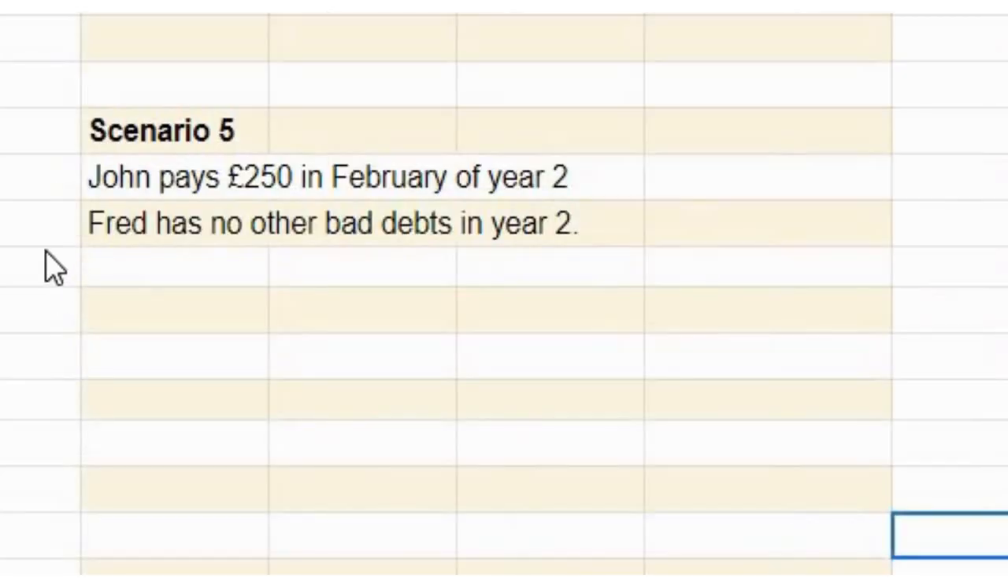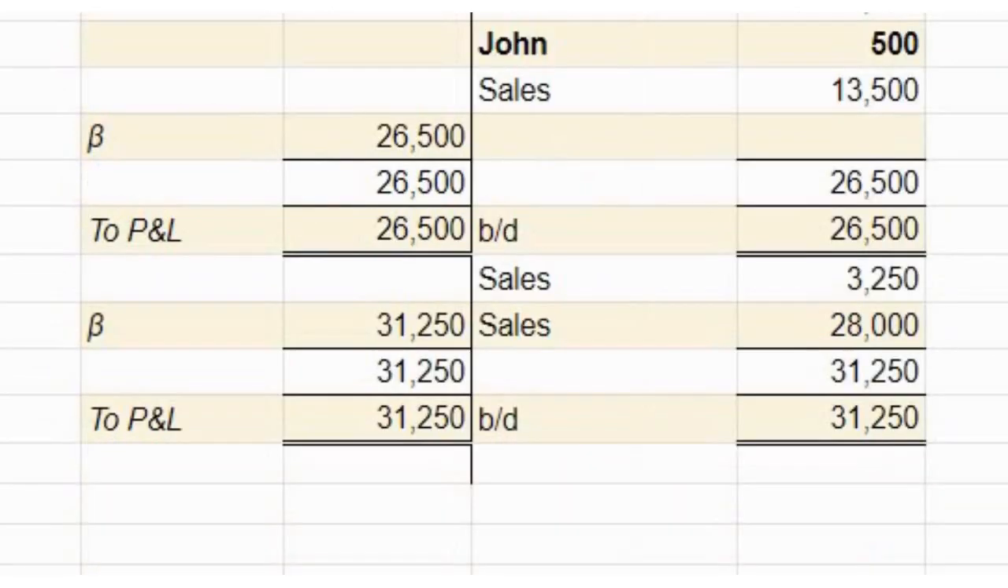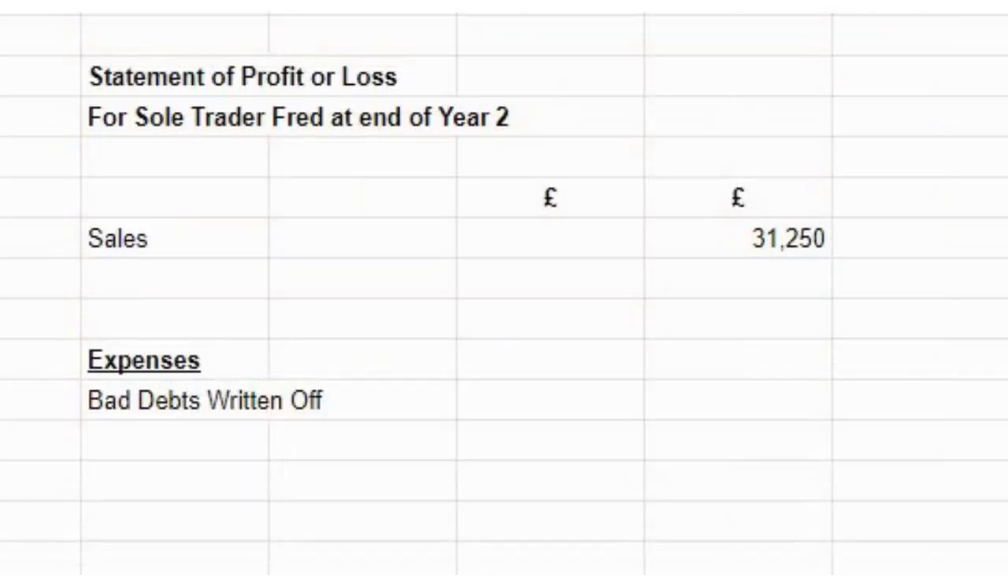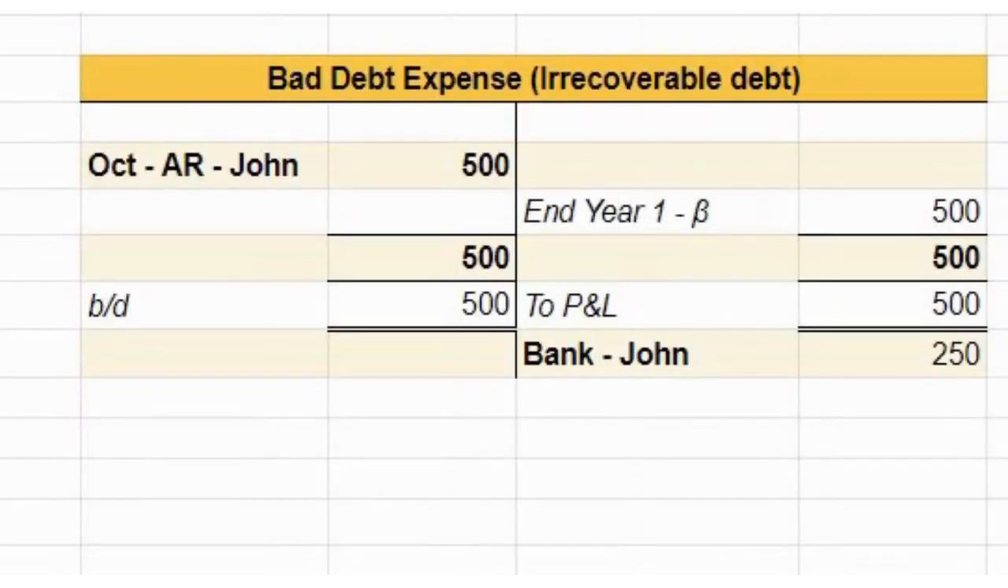Remember, the scenario said that Fred has no other bad debts in year 2, so now let's fast forward to the end of financial year 2 and see what the statement of profit and loss looks like. Well, we can see that the sales figure is going to be 31,250 as in scenario 4, and we can see that there in the statement of profit and loss we have 31,250 in the sales figure. But this time we've got a credit balance on an expense account, which is normally a debit balance. So what are we going to do with that?